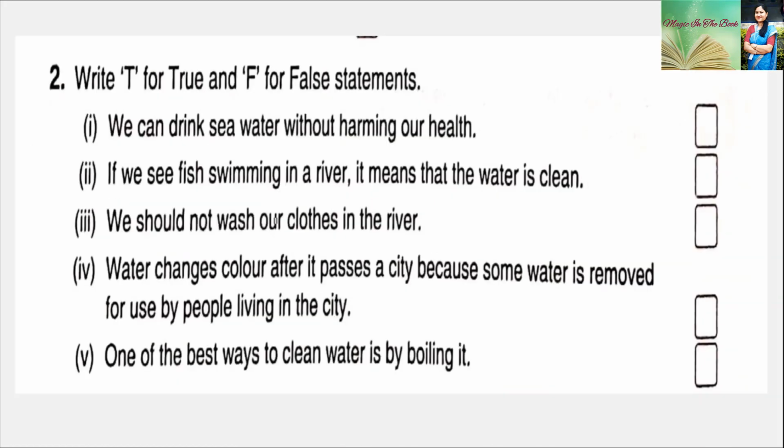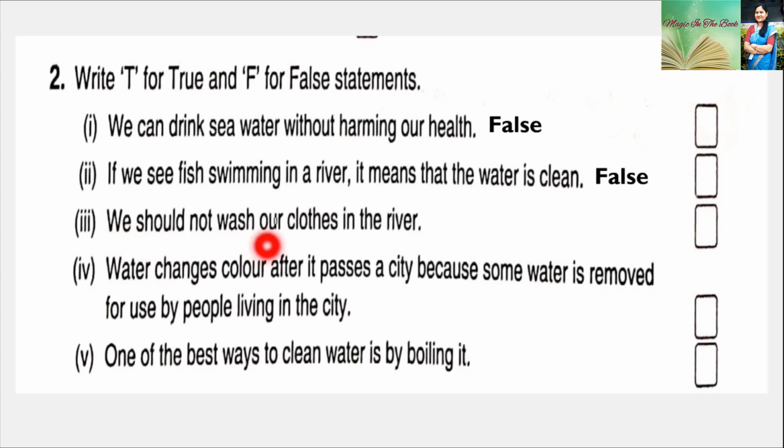Question number 2, write true or false. Number 1, we can drink seawater without harming our health. No, that is false. Number 2, if we see fish swimming in a river, it means that the water is clean. No, that is false, because then also there will be many germs and bacteria in the river water.